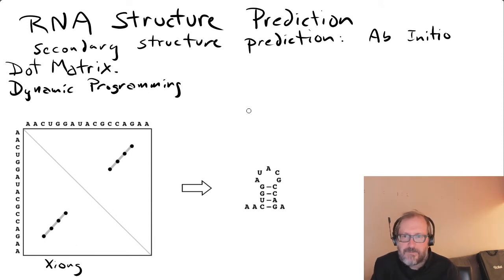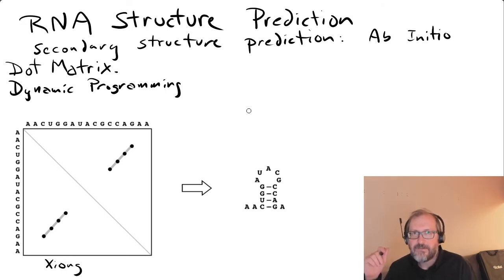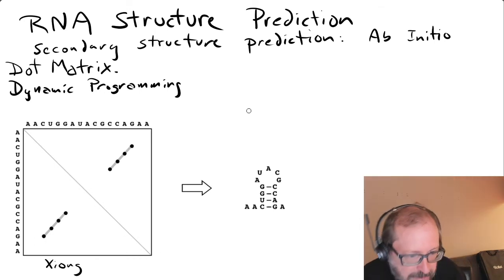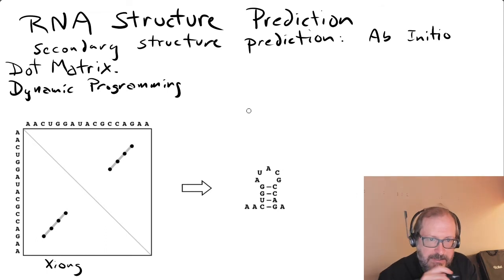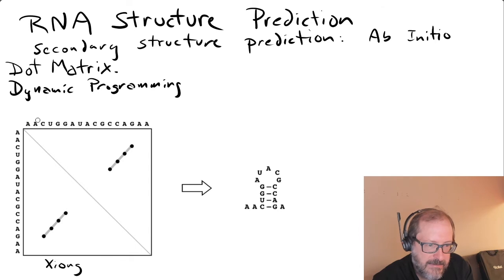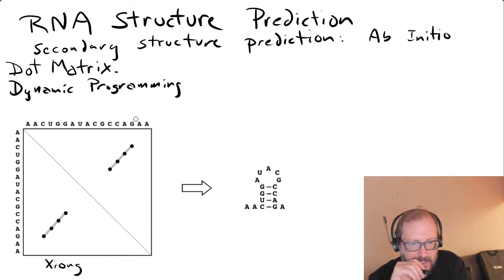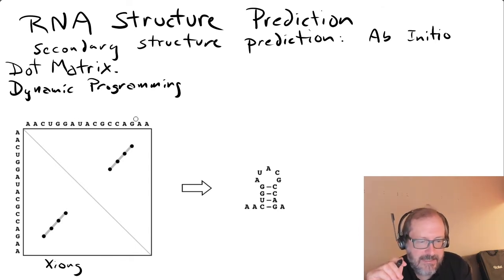Okay, so we said that there's a way to predict secondary structure ab initio, and again, ab initio means in this case from primary sequence only, not using multiple sequences. And so one simple way to do this is with a dot matrix. The way the dot matrix works is you have the same sequence here on one axis and on the other, and you're kind of in a sense aligning it against itself, and you're looking for reverse complements.